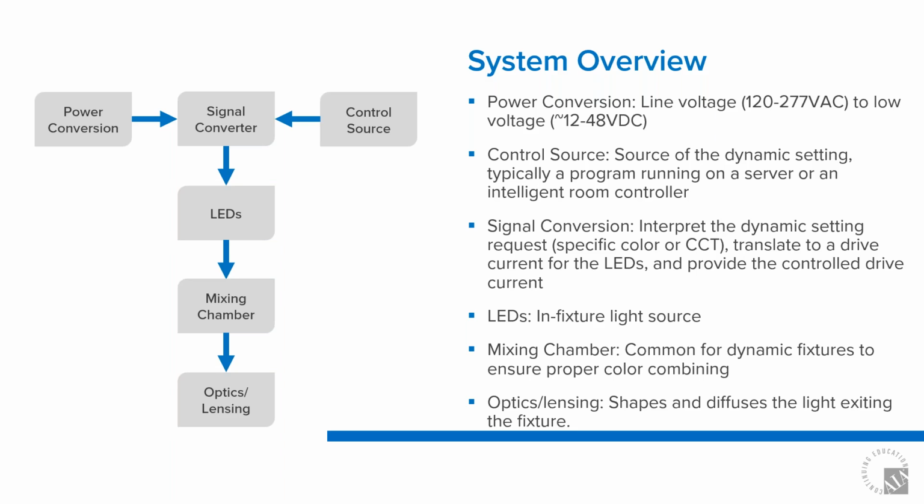After the LED, you have the mixing chamber, which is common for dynamic fixtures to ensure proper color combining. With LEDs, as you know, LEDs are a point source and throw light in a certain direction. The importance of the mixing chamber is if you have a lot of LEDs on a board, all pointing in one direction, then the mixing chamber gives the opportunity for the light to mix before it exits the luminaire. We'll look at that a little bit closer in a minute. Optics, lensing, at the bottom of the light fixture luminaire, creates shapes and diffuses the light exiting the fixture.